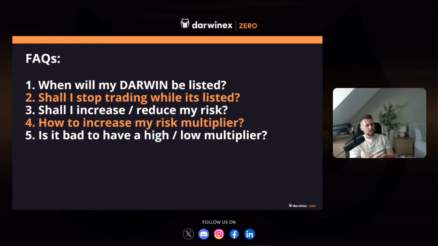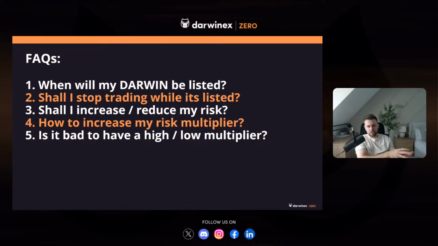Number two, should I stop trading whilst it's being listed? Absolutely no way. Any trade that you take on your account will be counted towards your Darwin, whether it's being listed, whether it's active, or whether you're in calibration phase. Every trade will count. And I actually don't recommend ever stopping trading. I think you should just keep trading.